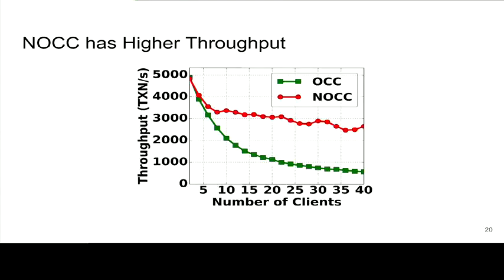So for the micro benchmark, we found that NOC has higher throughput than using OCC using the store alone. And as the number of clients increases, the contention increases. And as we saw before, the throughput for OCC degrades. However, for NOC, the performance remains higher. And it does degrade a little bit, but as we can see, it plateaus a lot higher than OCC does.